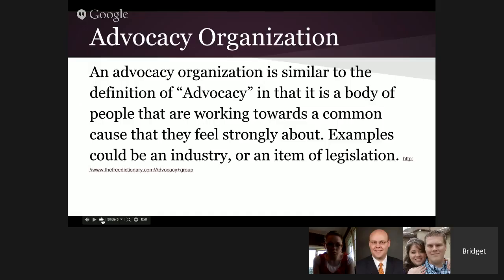Like I said previously, advocacy groups influence public policy or opinion, and they have an important role in the development of political systems or social systems. Examples of this could be an industry or an item of legislation. Some advocacy groups could be lobbyists or campaign groups, interest groups, etc.